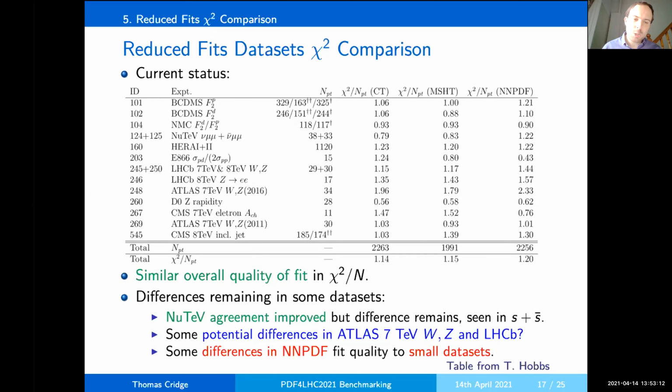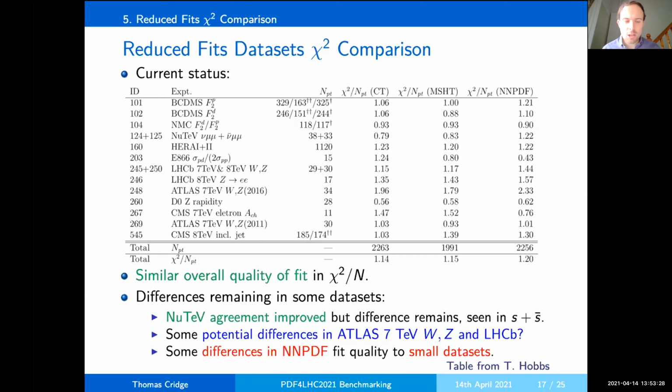On the level of the individual data sets, there are perhaps some slight differences. If you look at the NuTeV, for example, which is fourth from the top, CT and MSHT are obtaining 0.8, whereas NNPDF is obtaining 1.2. What that's really doing is reflecting the larger strangeness that we saw in the NNPDF reduced fit earlier.